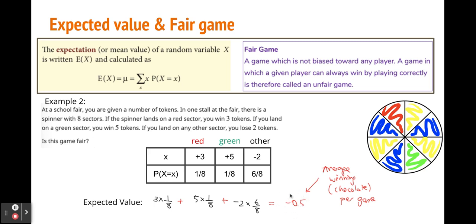So remember, this is a long-term average. If you do this game 100 times and you add up all the tokens you won, divided by 100, then you should on average lose half a token. Now, this game would not be considered fair because if we're always expected to lose on average, well, that's not a good thing. It would be fair if this number was equal to 0, but since it's not equal to 0, this is not a fair game.